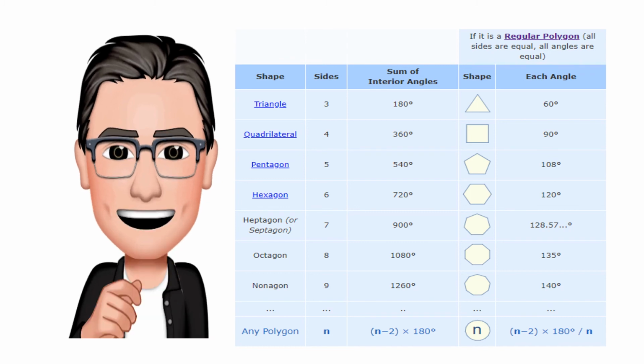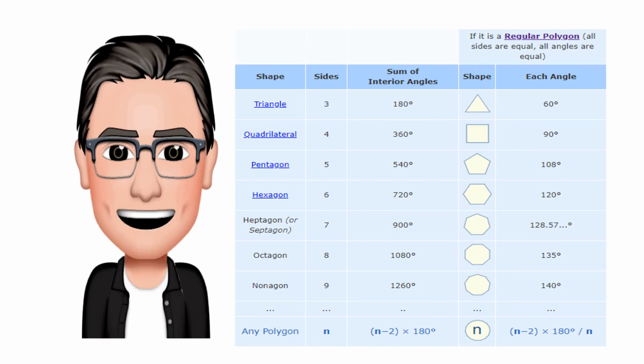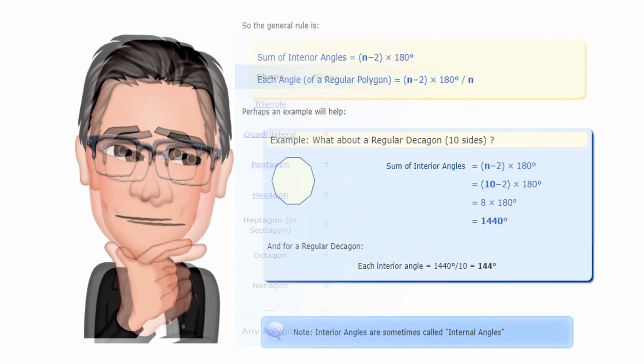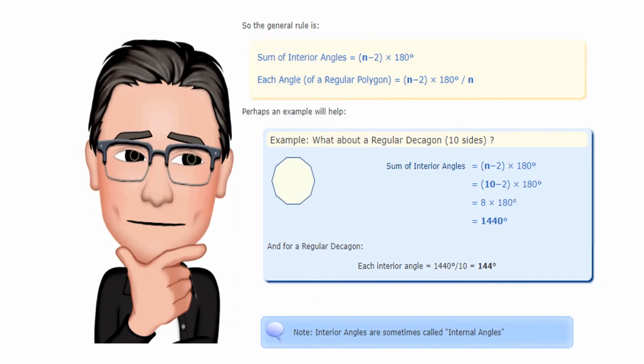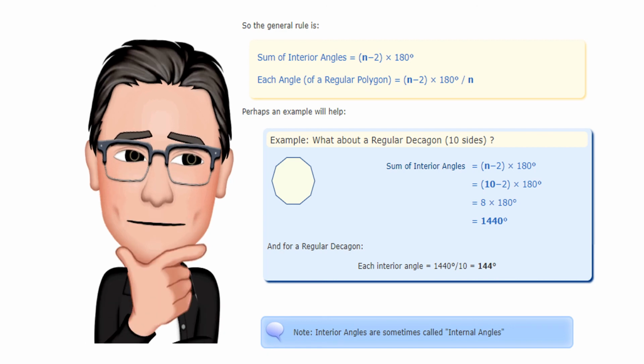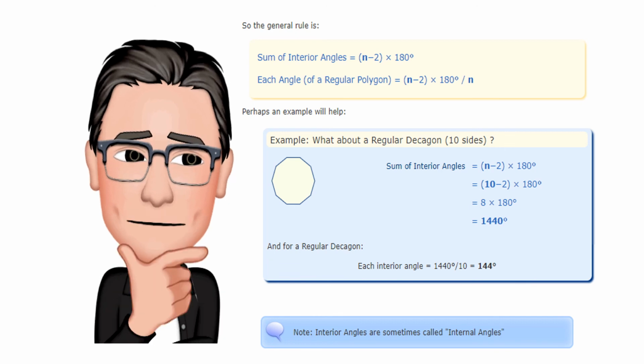Any polygon with n sides: n minus 2, times 180 degrees. Regular n-gon: n minus 2, times 180 degrees, divided by n. So the general rule is, sum of interior angles equals n minus 2, times 180 degrees. Each angle of a regular polygon equals n minus 2, times 180 degrees, divided by n. Perhaps an example will help.